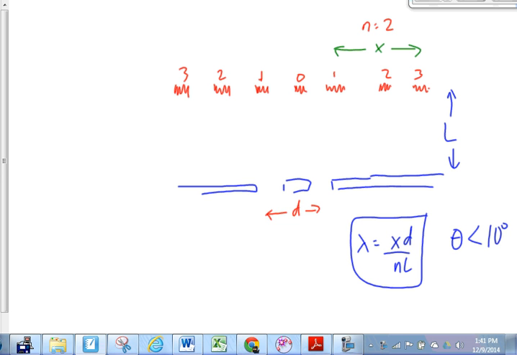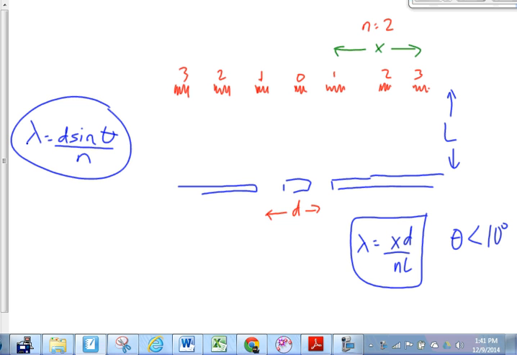Now, strict criteria for these questions using this equation: is the angle smaller than 10 degrees? If it is, go ahead and use this equation. But I've developed a little rule of thumb so that if we're not given the angle... if you have the angle and it tells you it's 7 degrees, or it's 12 degrees, or it's 6 degrees, or it's 38 degrees, then why wouldn't you use the equation that we know is always valid, d sine theta over n? I mean, it only makes sense to use this equation if you already have the angle. So if we have the angle and we use this equation, then how are we supposed to determine if we're ever going to use this equation?